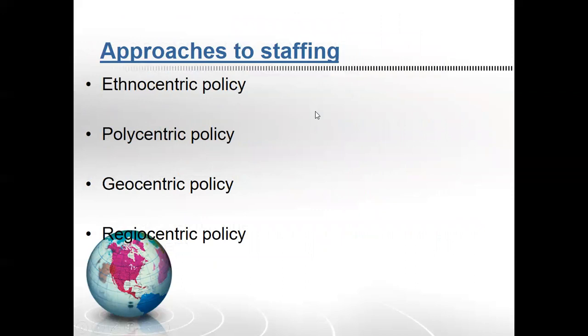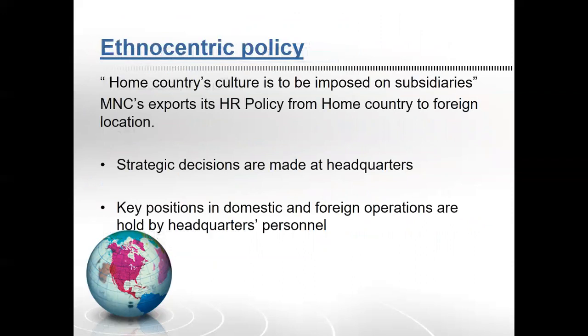Then we have approaches to staffing. There are various approaches of international HRM: ethnocentric, polycentric, geocentric, and regiocentric. So let's understand one by one. Ethnocentric policy means the home country's culture is imposed on the subsidiaries. The MNC exports its HR policy from the home country to the foreign location, and that's how things are taken. The decisions are made at the headquarters. The key positions in the domestic and foreign operations are always held by the headquarters.